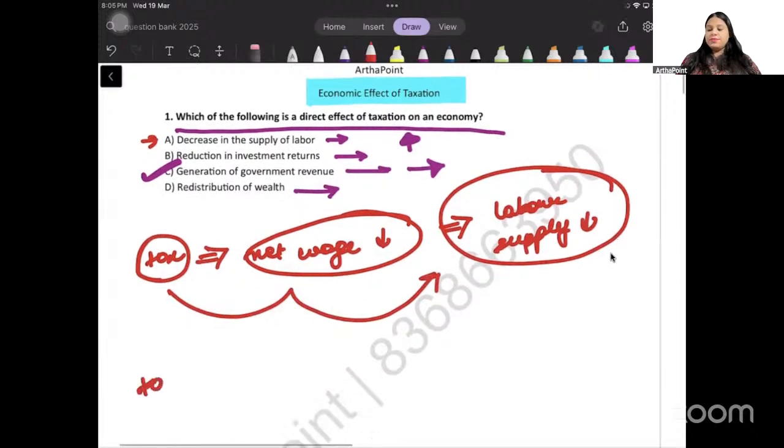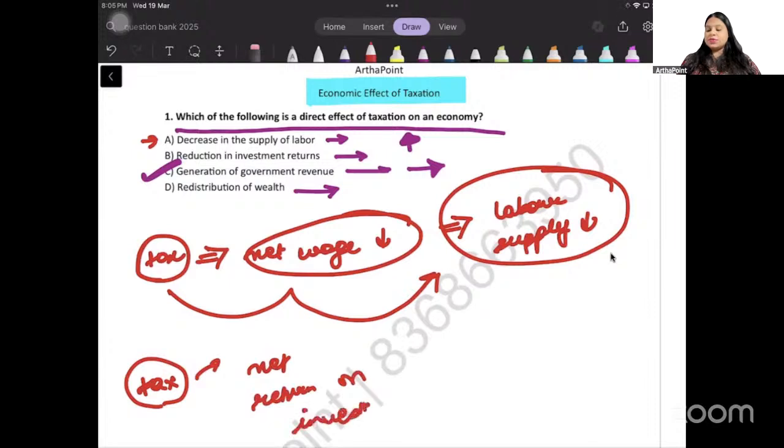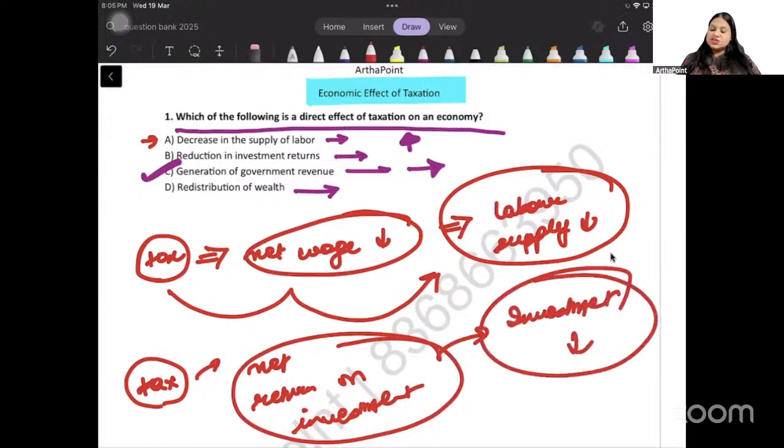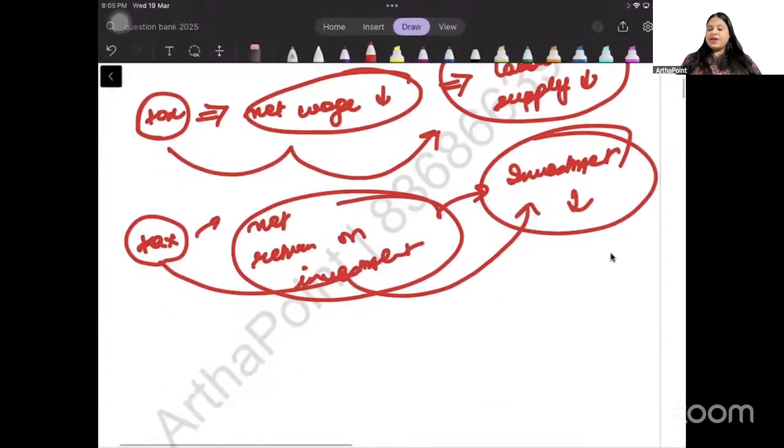Similarly, when you will impose tax, the net return on investment will decrease. तो जब investment पे net return decrease होगा, the amount of investments will also decrease. But this is also an indirect effect of taxation. Okay. When you will impose tax, especially when the tax will be a tax which is progressive in nature.